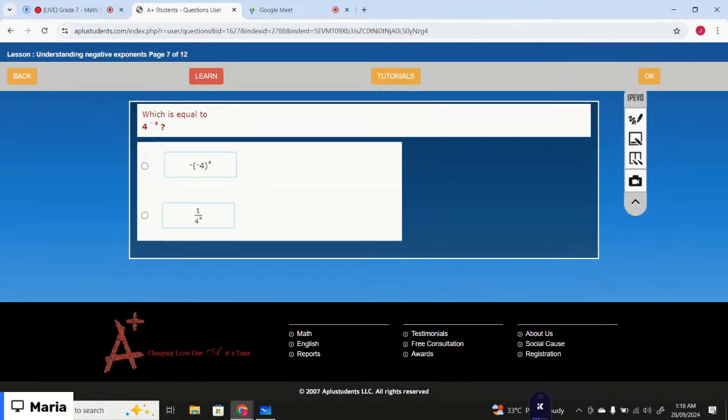Okay, the next one is which is equal to 4 exponent negative 4. So which is the correct option? Which is the correct option? That is option number 2. 1 divided by 4 exponent 4 is the correct option. Okay, which is equal to 8 exponent negative 2. So which is the correct option?